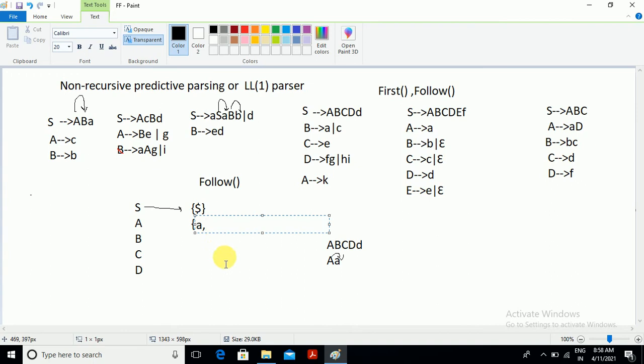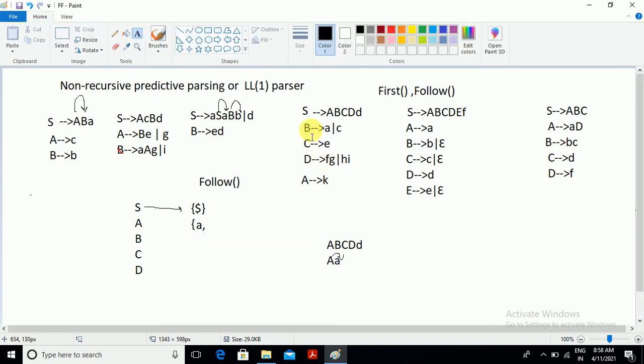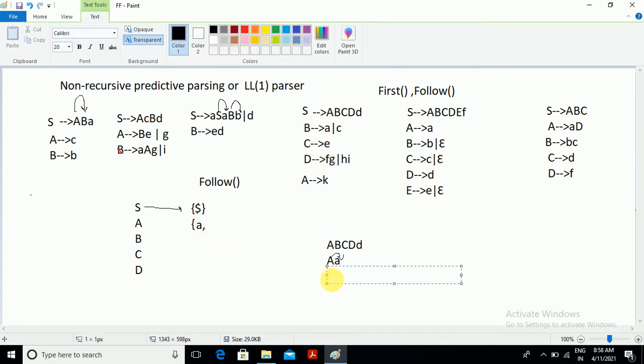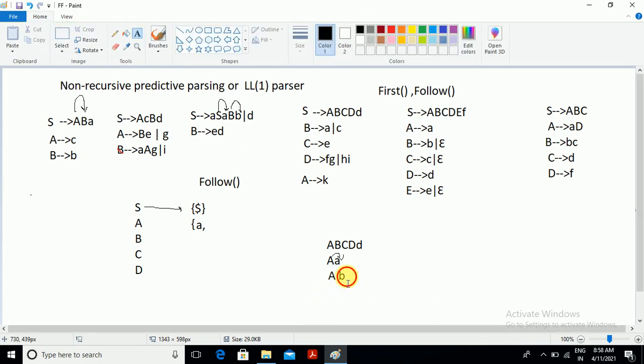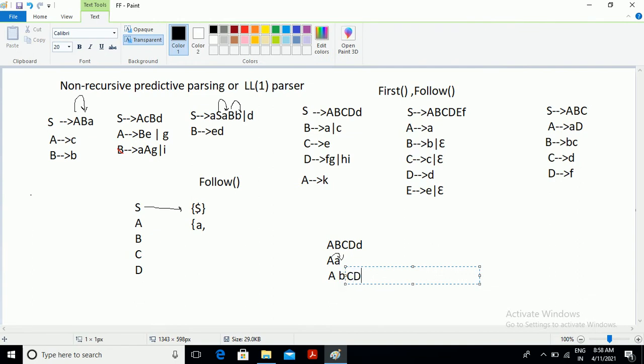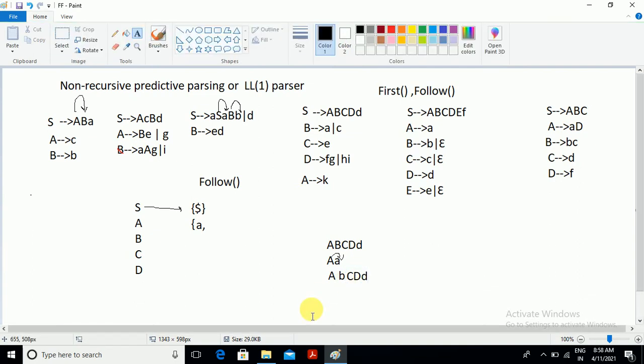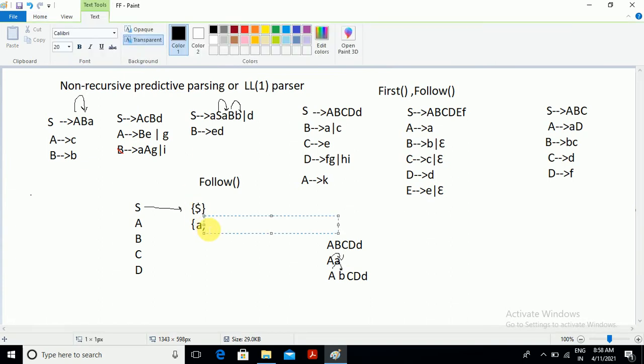Then next, there are 2 productions for capital B, so replace the second production also. After I replace the second production, A is also followed by small b. We don't want to verify C and D, no need to verify. So just replace the B value. B's production has been replaced a second time, and it is followed by small b also. So the next follow of capital A will become small b. Okay. Then is there any capital A in other places? We don't have. Okay.